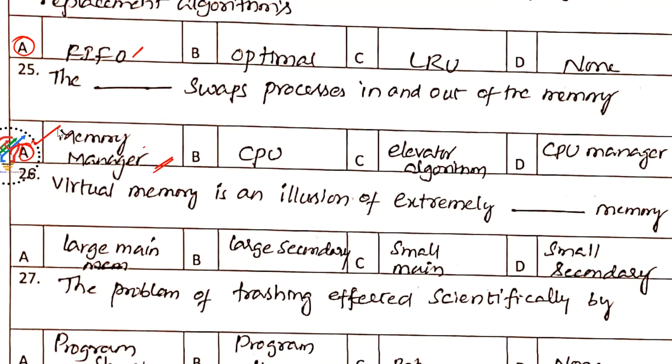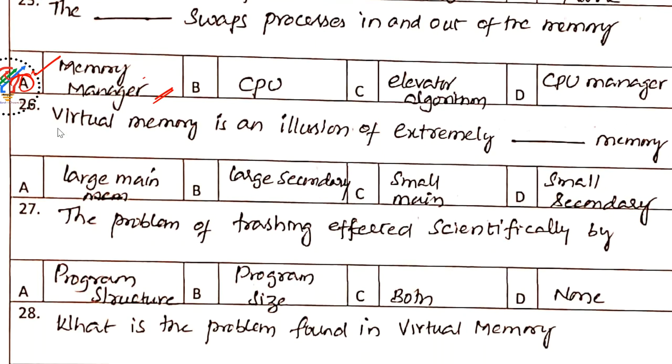Next one, the virtual memory is an illusion of extremely dash memory. So the options are large main memory, large secondary memory, small main memory, small secondary memory. The correct option is that it's a large main memory.